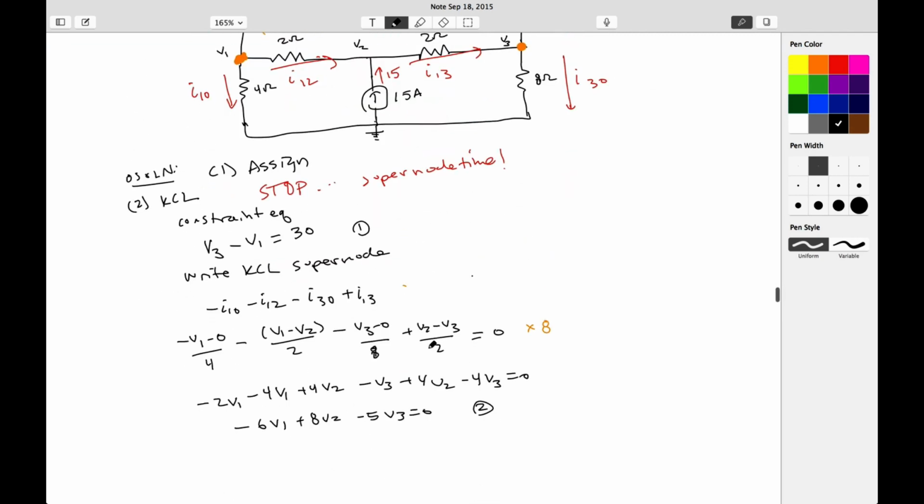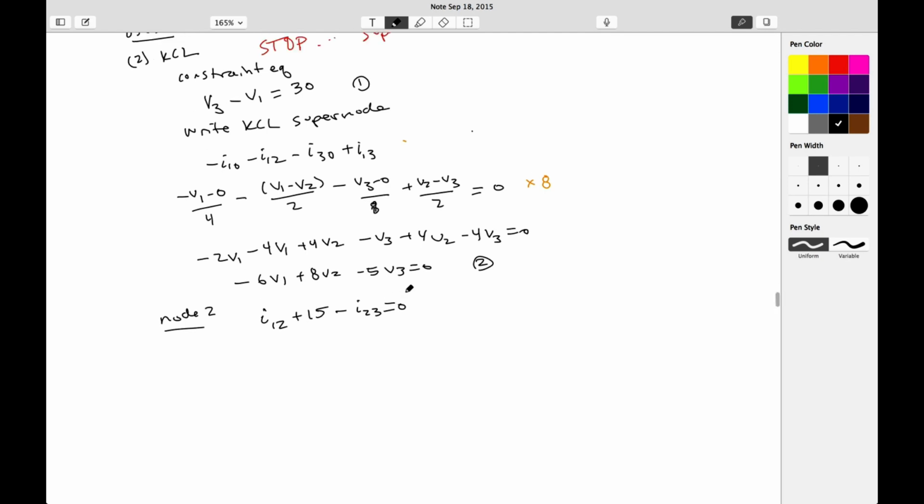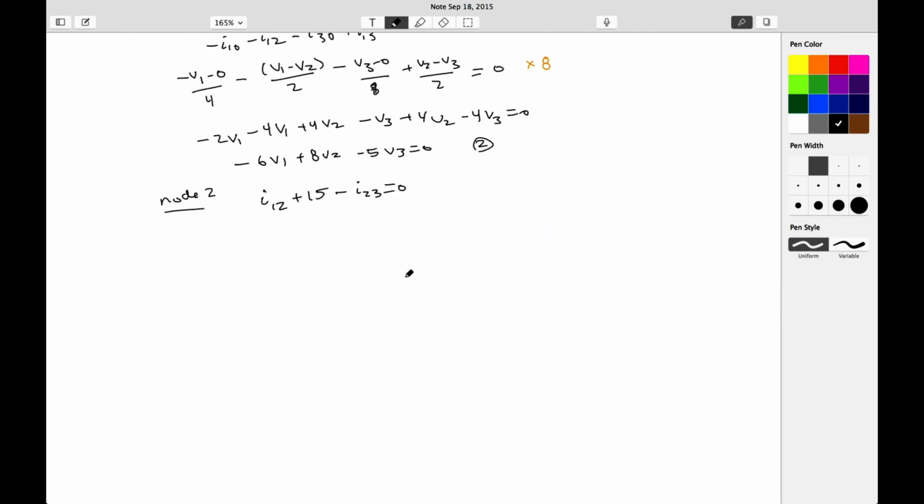So now we're just left with V2 as being the only node that we haven't written an equation at yet. So node 2. At node 2, coming in I have I12. I also have 15 amps. And then I have minus I23, which is going out. If we scroll up and take a look, we can see that that is in fact the case. So using Ohm's law expressions, (V1 minus V2) over 2 plus 15 minus (V2 minus V3) over 2 equals 0.